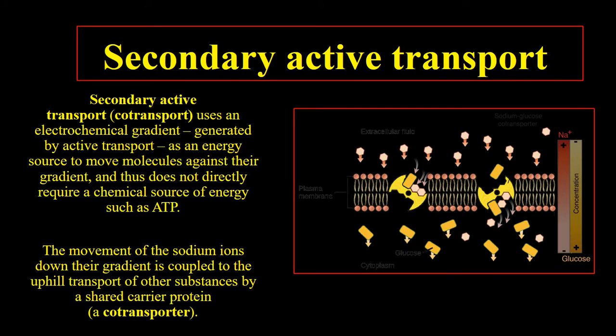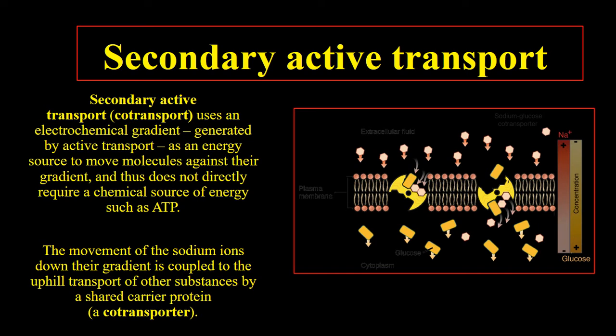Secondary active transport. The electrochemical gradients set up by primary active transport store energy, which can be released as the ions move back down their gradients. Secondary active transport uses the energy stored in these gradients to move other substances against their own gradients.